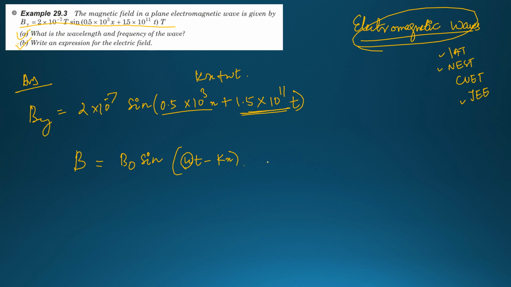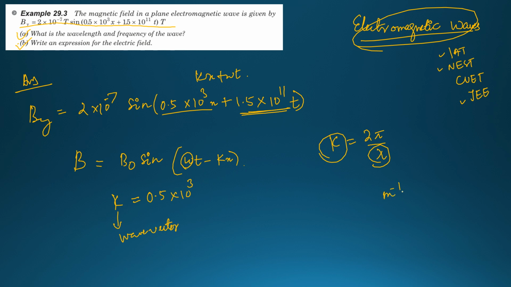So here let's compare these two equations and write everything. k is equal to 0.5 into 10 to the power 3. k is actually the wave vector. What is the formula for k? k is equal to 2 pi by lambda, where lambda is the wavelength. So the unit of k will be meter inverse. So this will be 500 meter inverse.